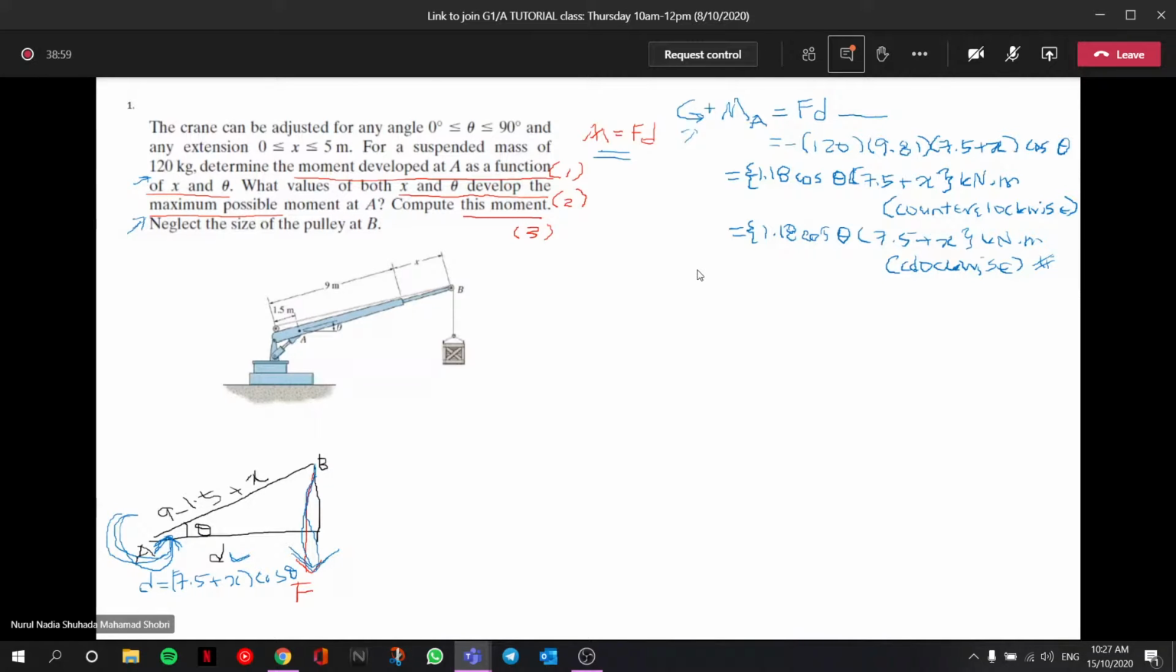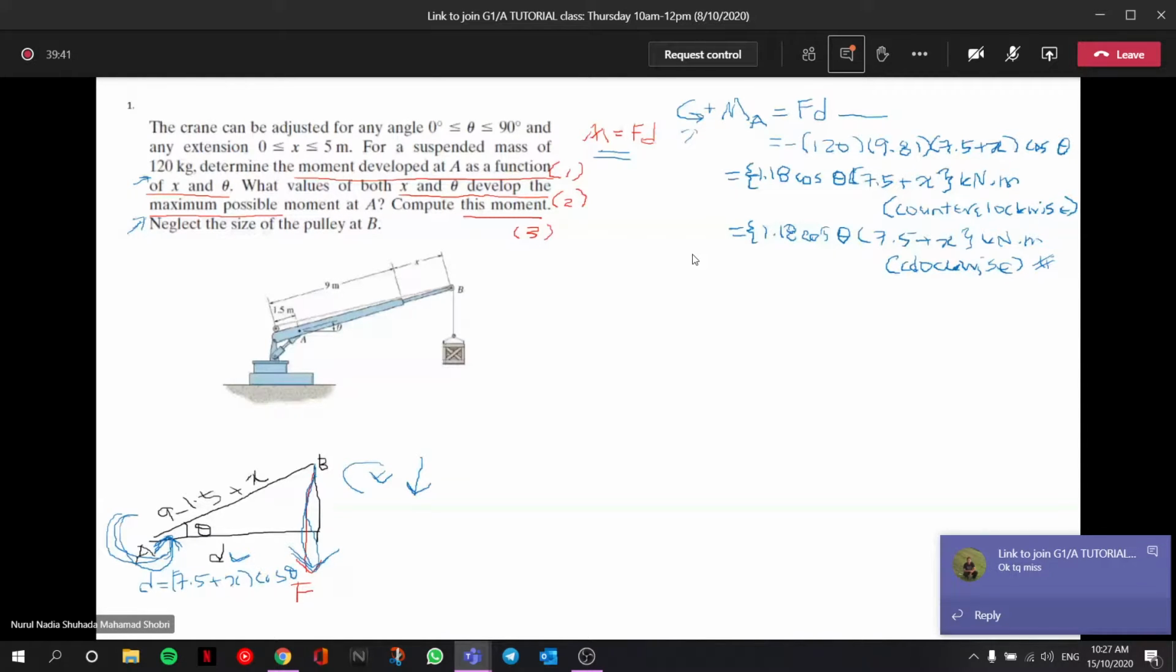But if you define the moment to be clockwise from the start, like this, and you see the force is pointing downward, then the value of F should be positive. But since the direction of the F and the moment are actually opposite to each other, it should be negative here. Is that clear, Farasha?